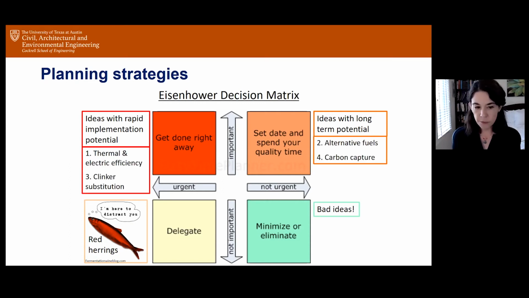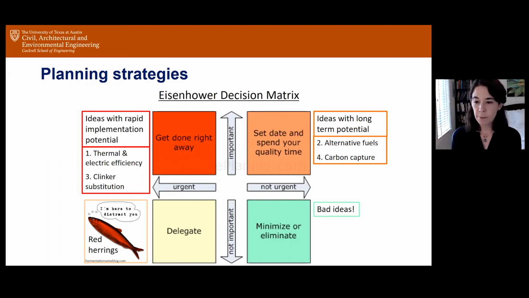So in terms of those first four levers, really what I think is important here is thermal and electric efficiency. That's something that's relatively straightforward in this type of industry, and we can adapt advances from other types of industrial technologies. Clinker substitution, some aspects of the clinker substitution, the changing the type of cement we use, are ideas that can be done right away.